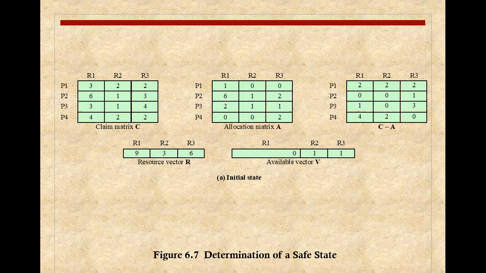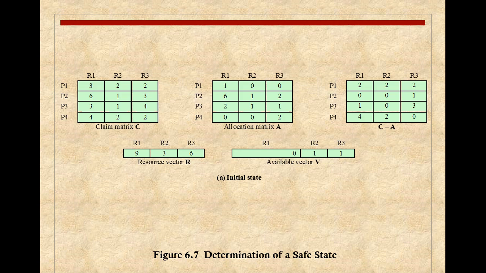Now the need matrix to complete all these processes is shown as C minus A. That is the need matrix, obtained by subtracting the allocation matrix from the claim matrix. You get 2 2 2 for P1, similarly 0 0 1 for P2, and P3 is 1 0 3. The total number of resources is shown in the row: R1 is 9, R2 is 3, and R3 is 6. After the initial allocation, the available resources are R1 is 0, R2 is 1, R3 is 1.